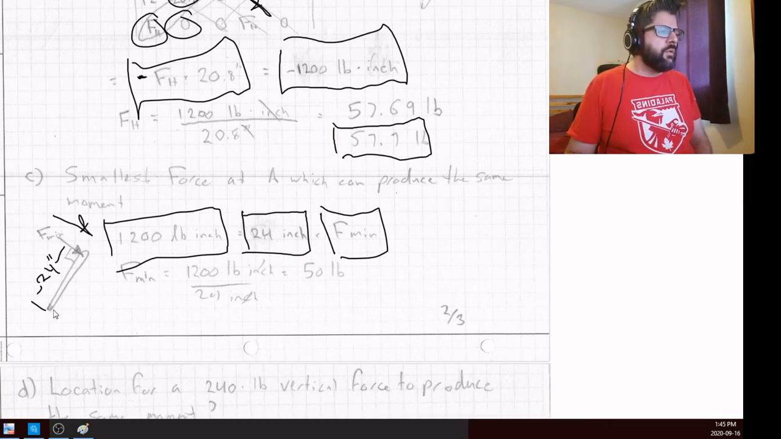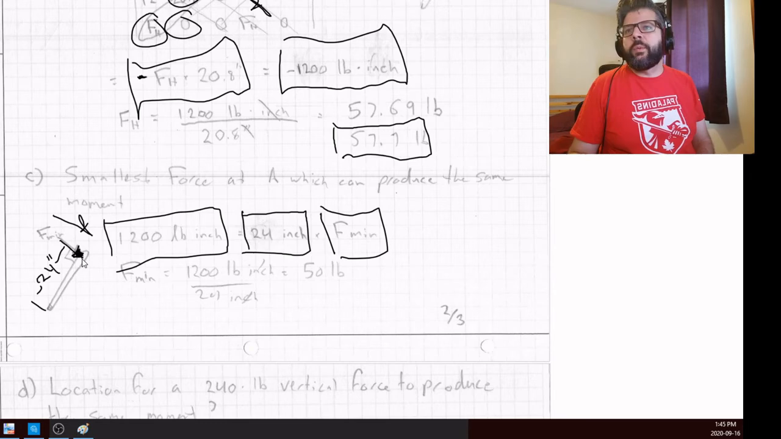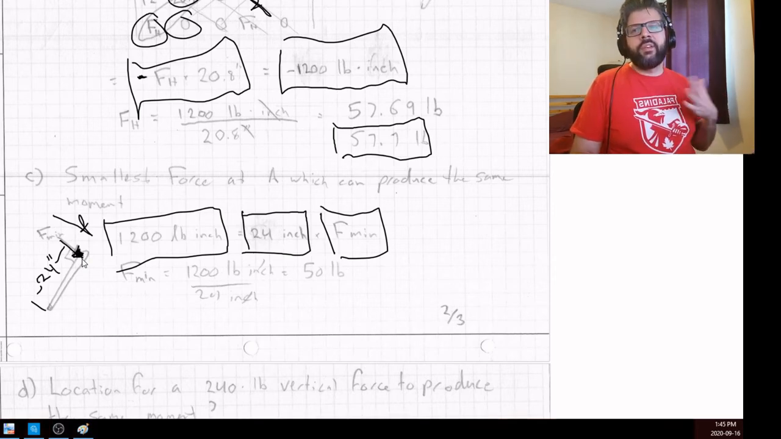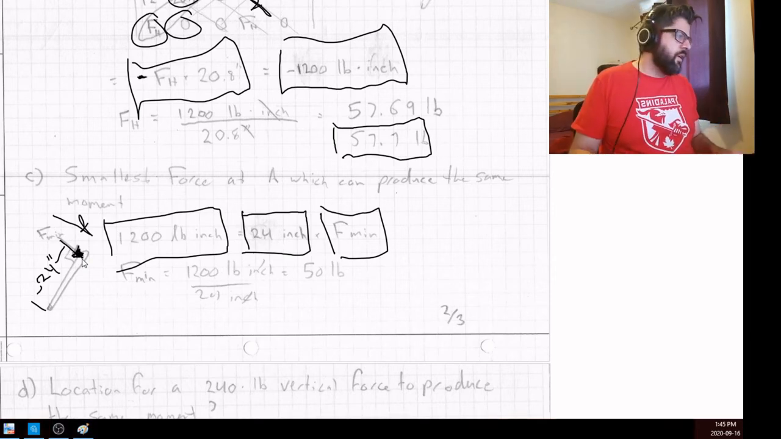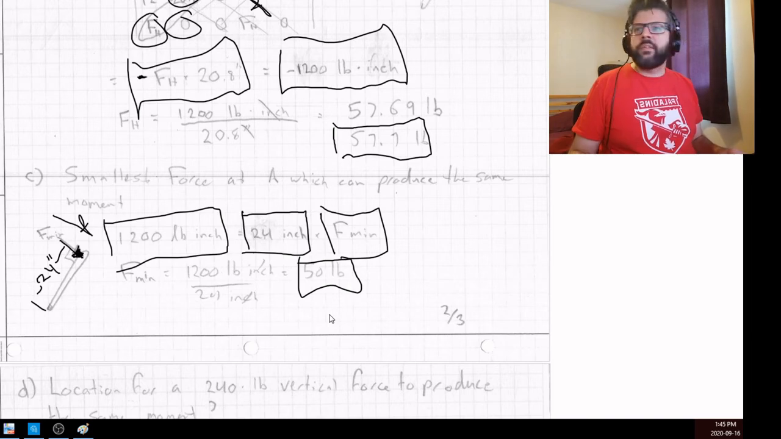We know what angle this is, so we've already got the vector. Even if we haven't necessarily solved for the unit vector, we know what it is, and we know what angle it's working at. All we need is the magnitude of it in order to give us enough information to define the force. So take that, solve for F min, ends up being 50 pounds.